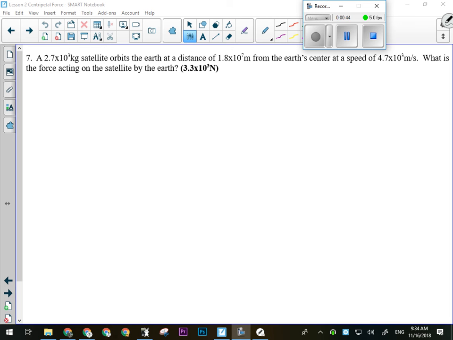In this question, what is acting as a centripetal force? Gravity is acting as a centripetal force. But you have to also look at what I'm given here. I could certainly say that FC equals FG. That's true, and it's one of the things we're going to do later on in the unit.